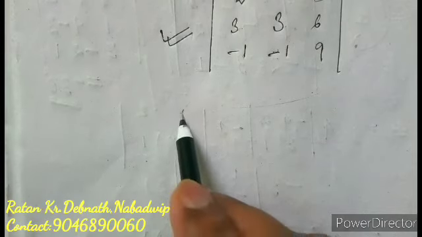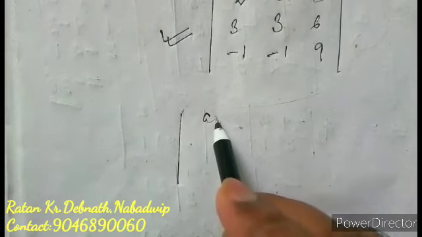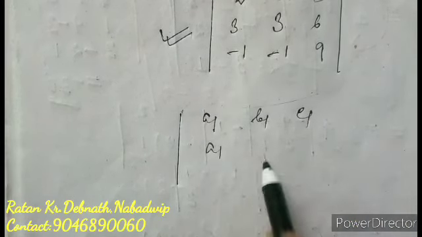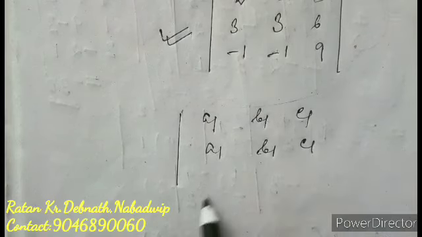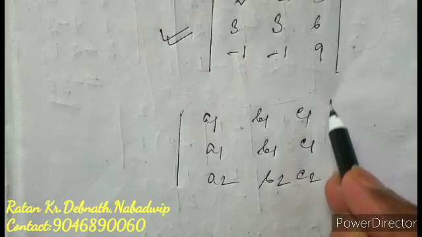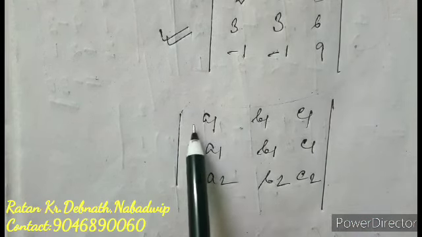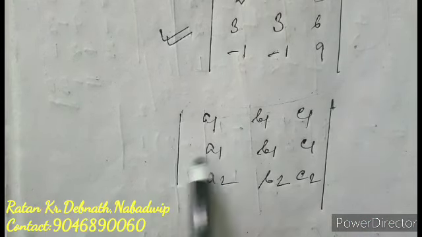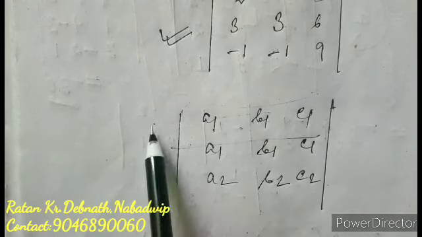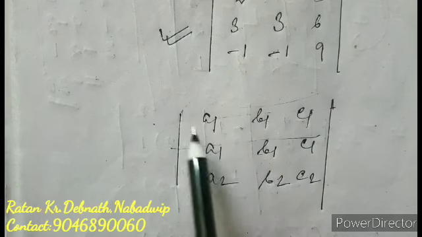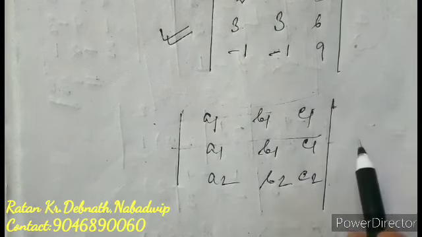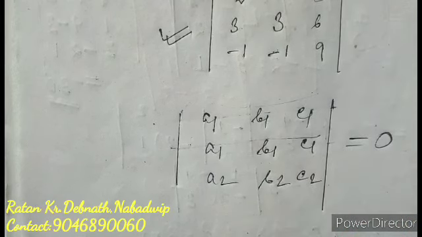Say A1, B1, C1, A1, B1, C1, A2, B2, C2. Now look, the first row and second row of this determinant is identical, means they have exactly same elements. If you expand this determinant, you will get 0.